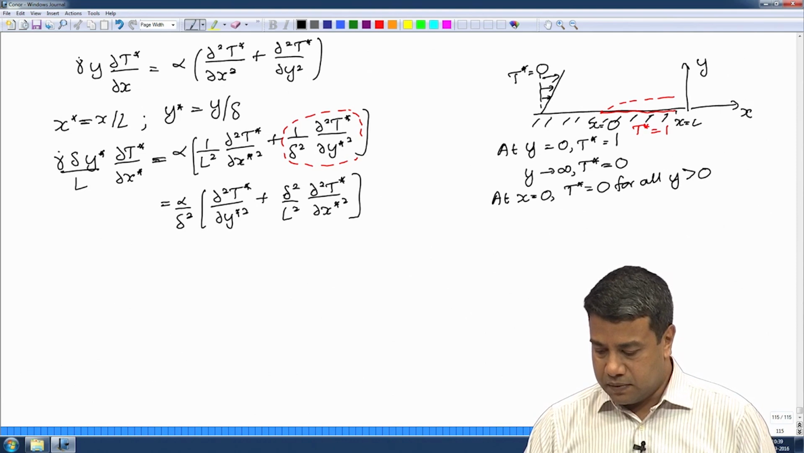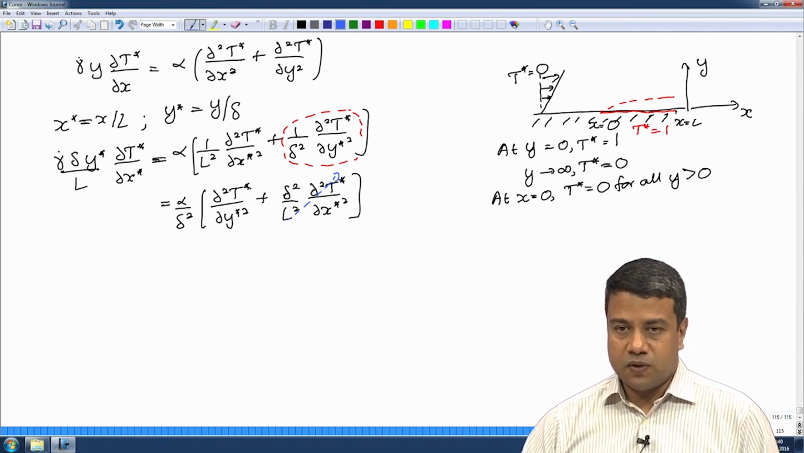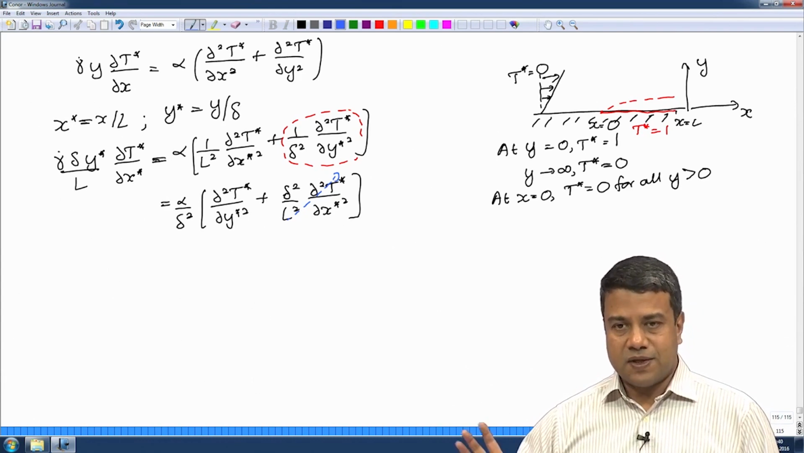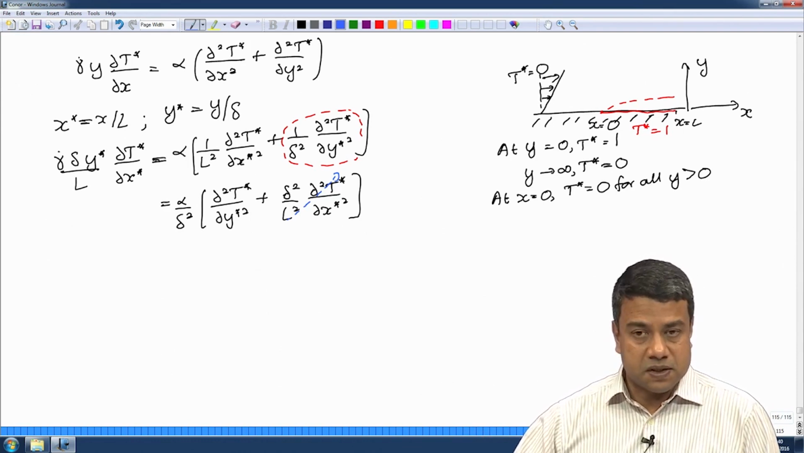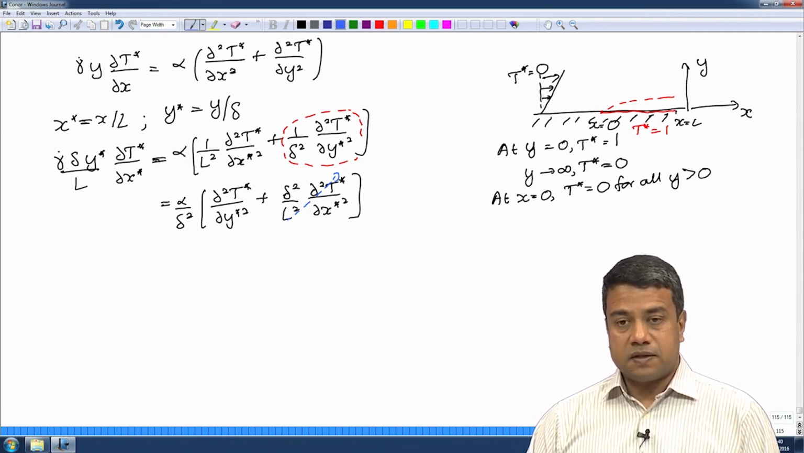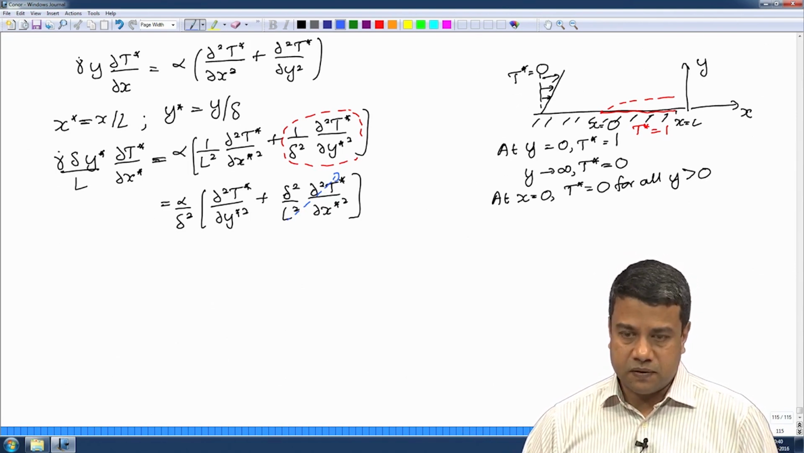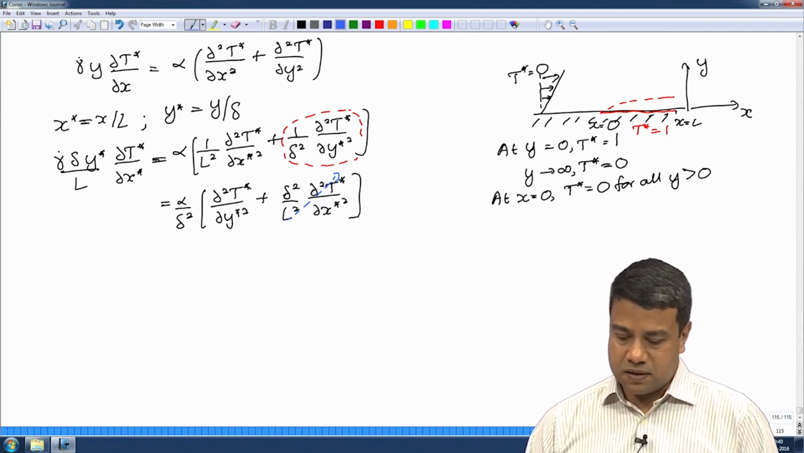So, now this term is small compared to the first term. This means that the streamwise diffusion is much smaller than the cross stream diffusion. The cross stream diffusion is what is transporting energy from the surface. The streamwise diffusion takes place over a characteristic length L, whereas the cross stream diffusion takes place over much smaller length delta. And because of that, streamwise diffusion can be neglected in comparison to cross stream diffusion in the high Peclet number limit. In other words, there is a balance between the streamwise convection and the cross stream diffusion.